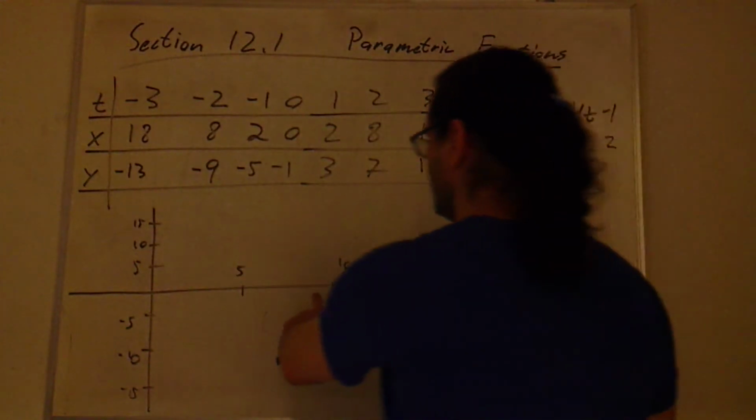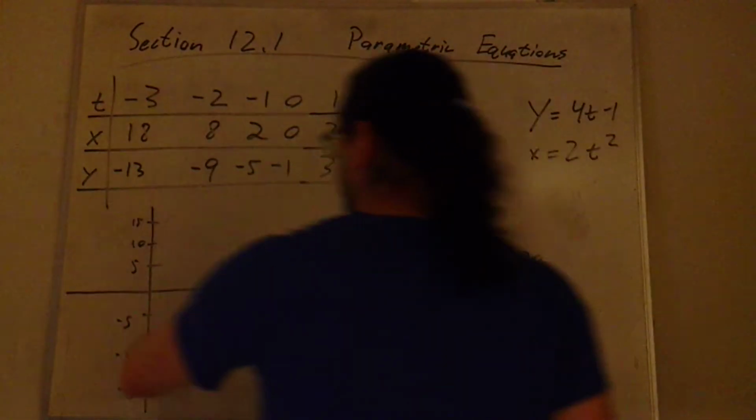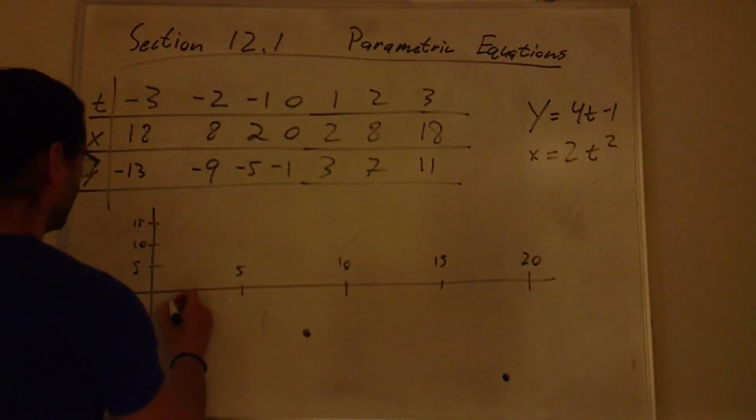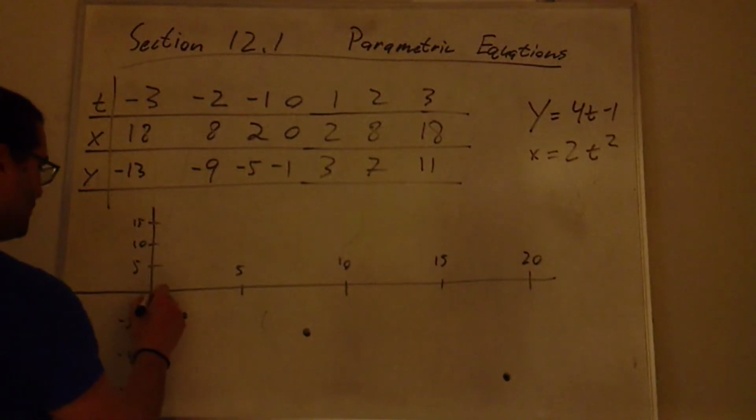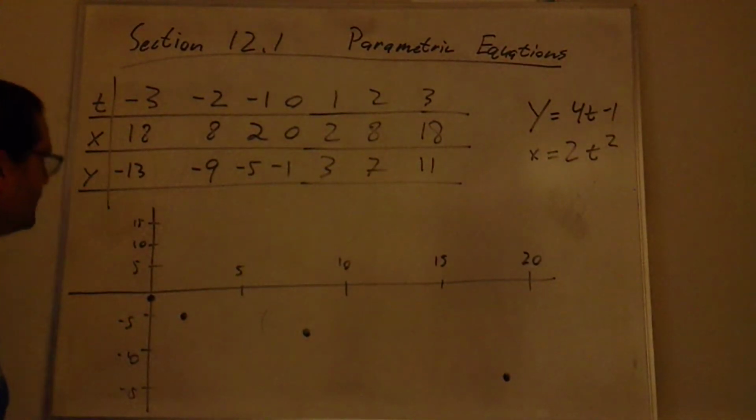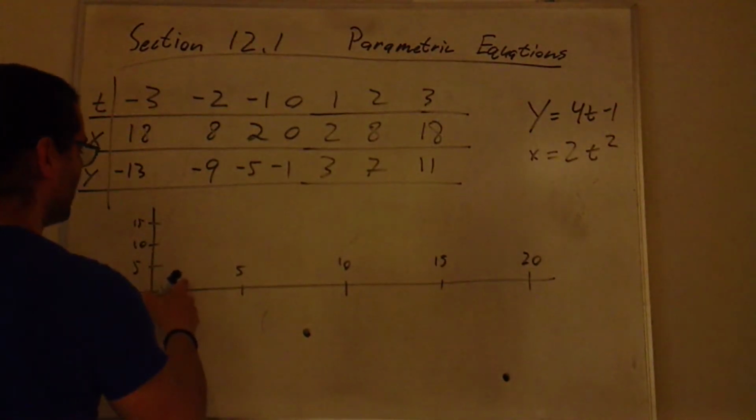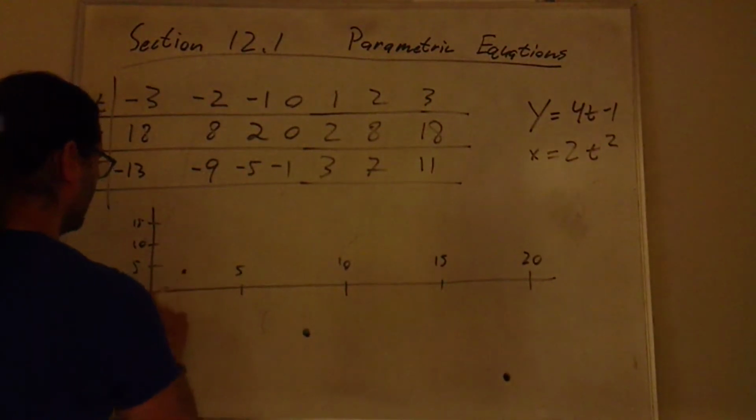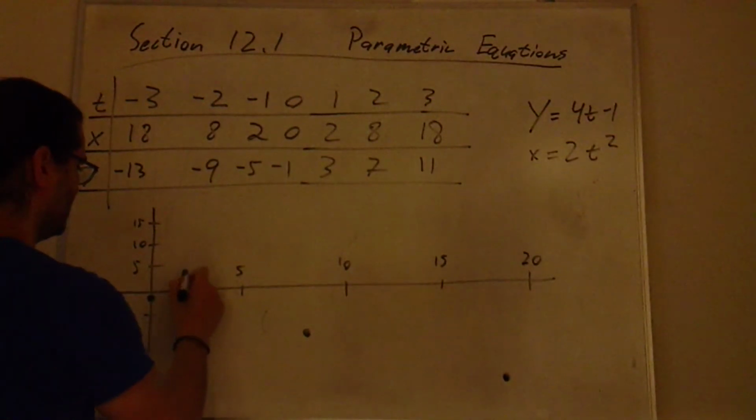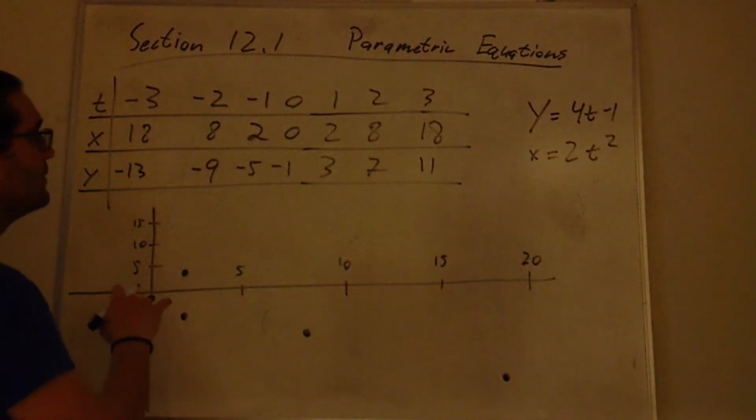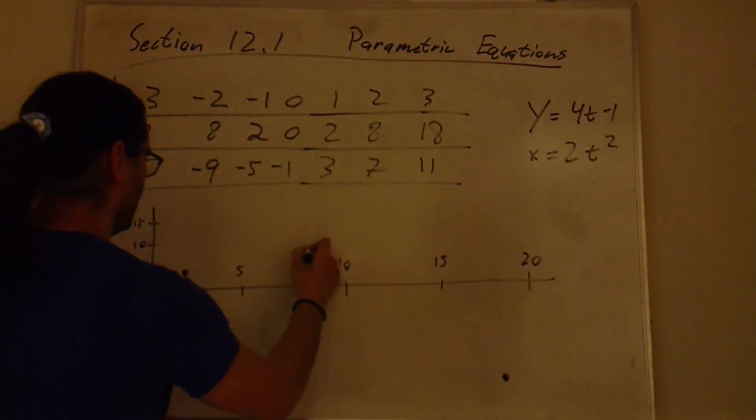And then x is 8 and y is negative 9. That'll be here-ish. X is 2, y is negative 5. That'll be right here. 0, negative 1 is here. 2 on the x-axis, 3 on the y-axis is up here. Yeah, this is right. 2 on the x, 3 on the y. That looks good. 8 on the x we said was here. 7 on the y is probably right here.